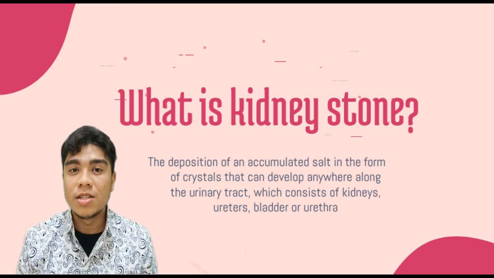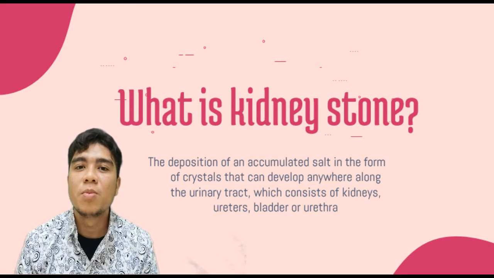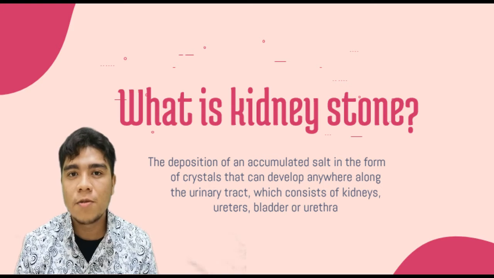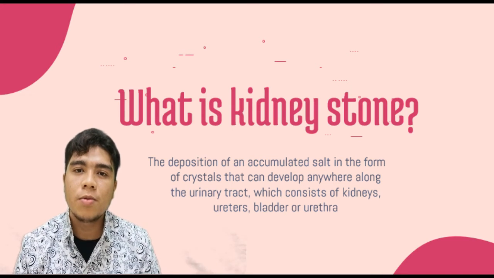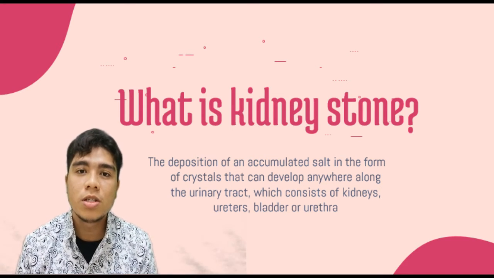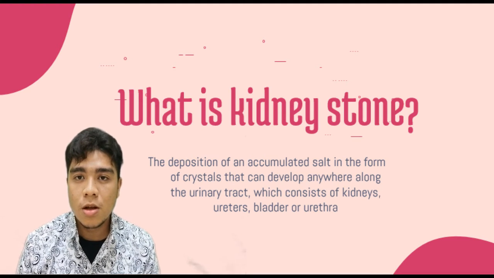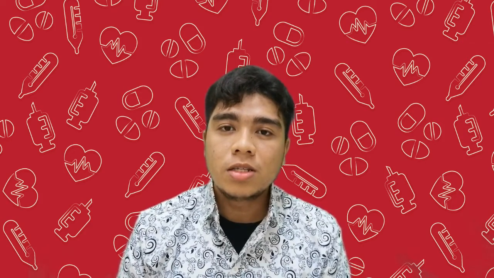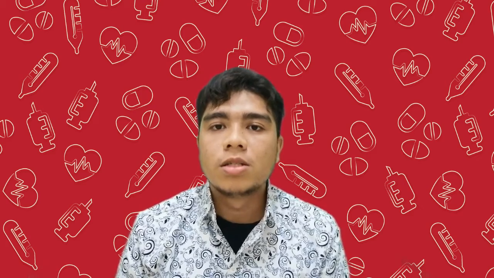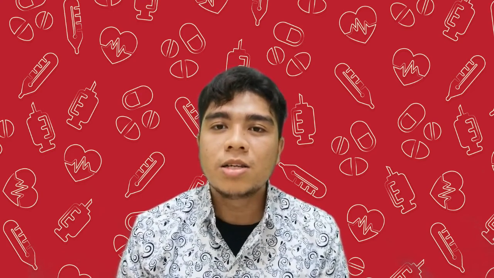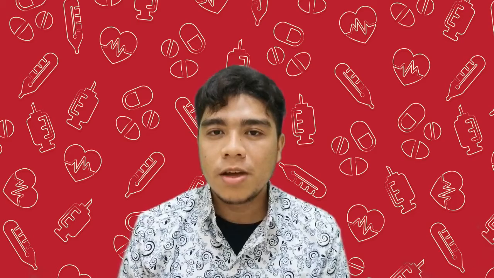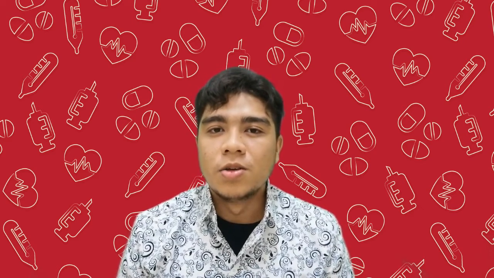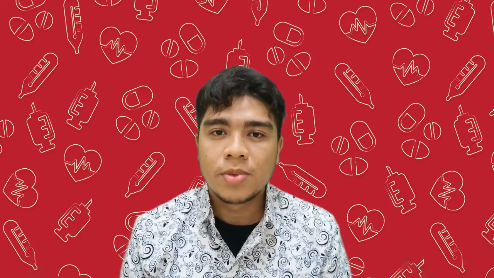So what is kidney stone? Kidney stone is the deposition of accumulated salt in the form of crystals that can develop anywhere along the urinary tract, which consists of kidneys, ureters, bladder, and urethra. There are many types of kidney stone that can form according to their specific content. The 5 major categories of kidney stone are calcium oxalate, calcium sulfate, struvite, uric acid, and cysteine. The most common kidney stone is calcium oxalate.